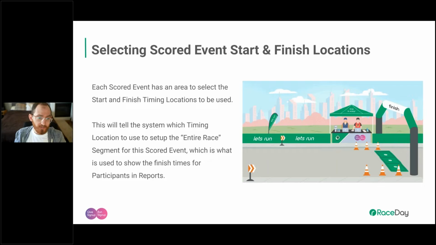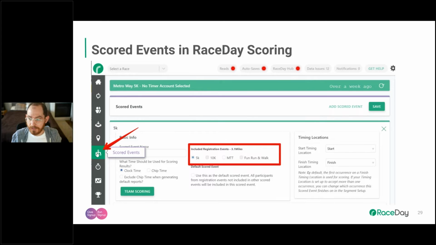Each scored event has an area to select the start and finish timing locations to be used. This will tell the system which timing locations that you've set up to use for the entire race segment for this scored event, which is what is used to show the finish times for participants and reports. So basically, you'll see here on the right, I have a start timing location and a finish timing location. This will tell us for the entire race, the 5K run, where do the participants start and finish. You can say that I am not timing the start just by selecting not a timed start, but you have to tell it what location you want to use here.